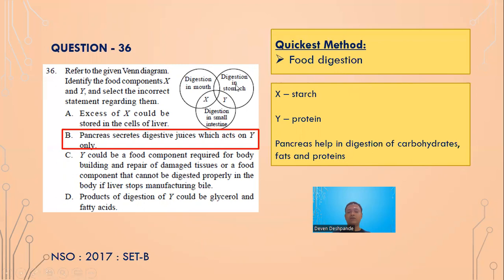And proteins, eggs and all proteins, the digestion happens in stomach and small intestine, because proteins are a bit heavier to digest, but they are packed with energy. So pancreas, they help in digestion of multiple nutrients, carbohydrates, fats, and proteins, and not only starch. So the statement that pancreas secretes digestive juices which act on Y only is incorrect. Not only protein, but pancreas also secretes juices which help in digestion of carbohydrates and fats as well.